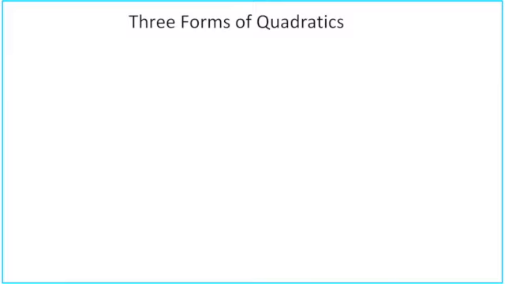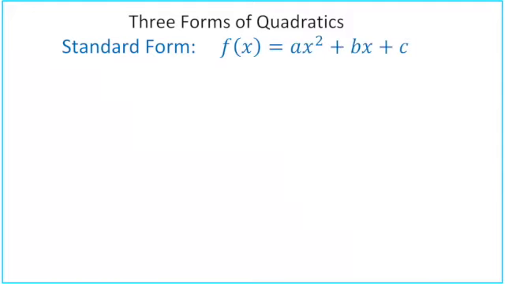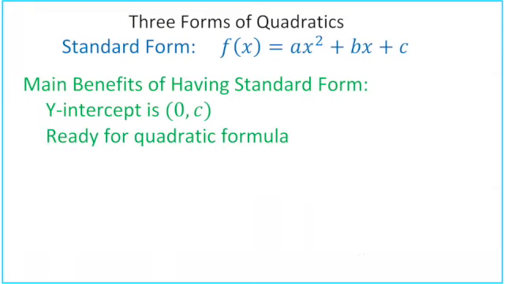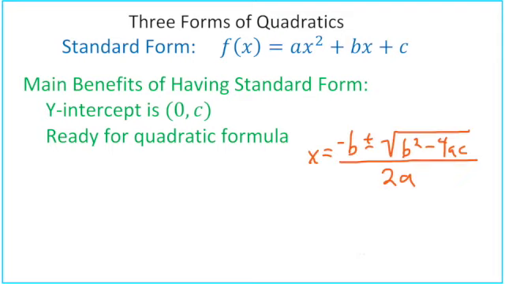The last form of quadratics, and the most common one given to us in problems, is standard form. Standard form is ax squared plus bx plus c, and in this case, a cannot equal 0. The main benefits of having standard form are that you can always use the c value to get your y-intercept, which would be the point 0, c. The second benefit is it's ready for quadratic formula. And before we look at how to graph, let's take a look at quadratic formula.